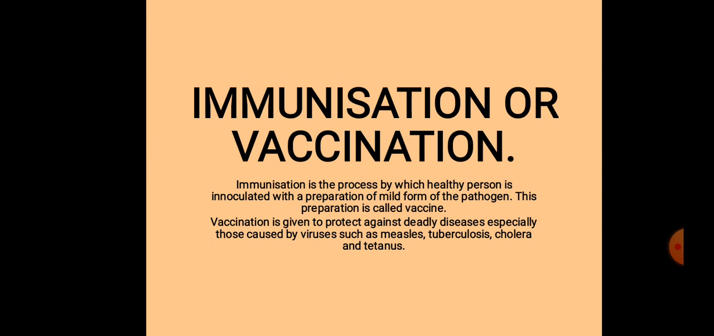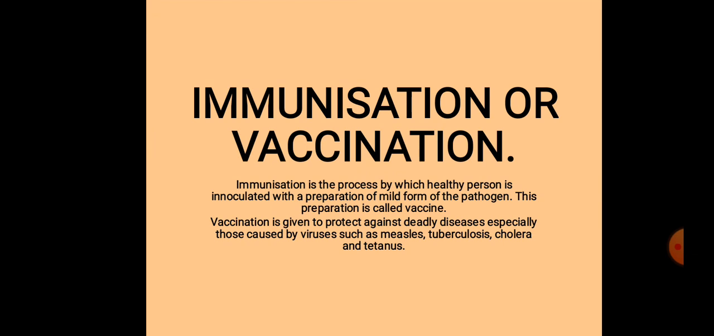Now, the process of preparing the mild form of the pathogen that you're going to put together and give the child is what we call the vaccine. Everything you've put together, everything you've mixed together to give the child as a form of injection is what we call the vaccine. Vaccination is given to protect against deadly diseases, especially those caused by viruses such as measles, tuberculosis, cholera, and tetanus.